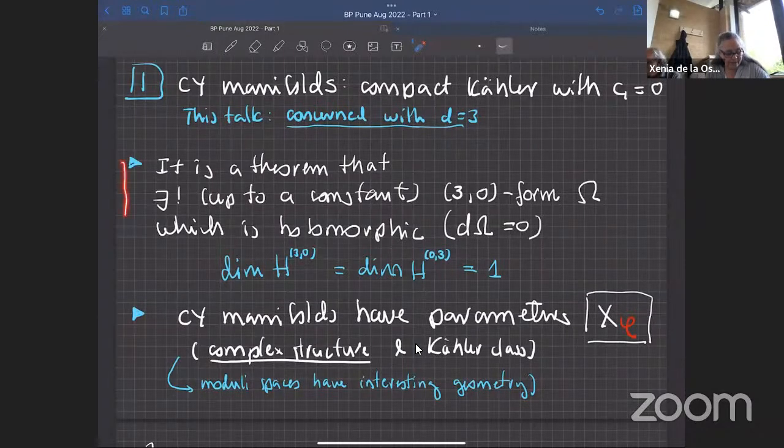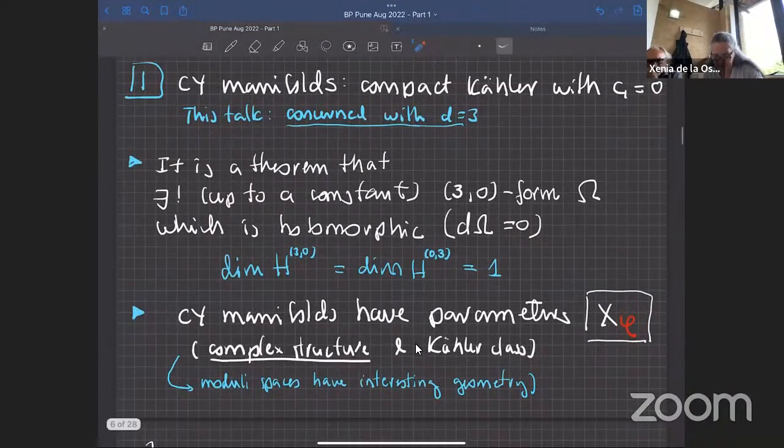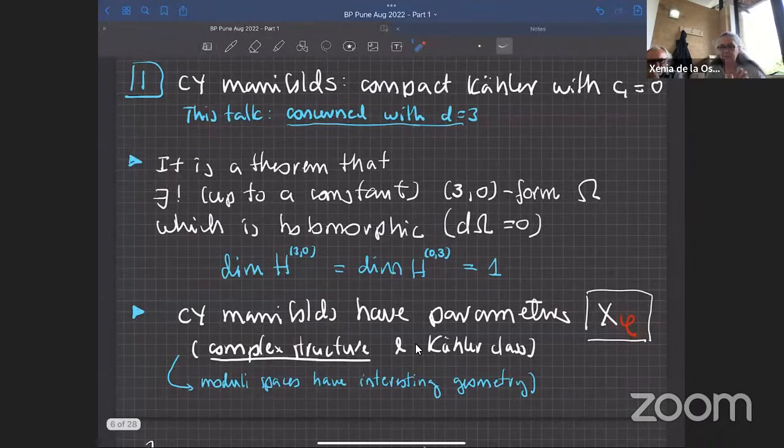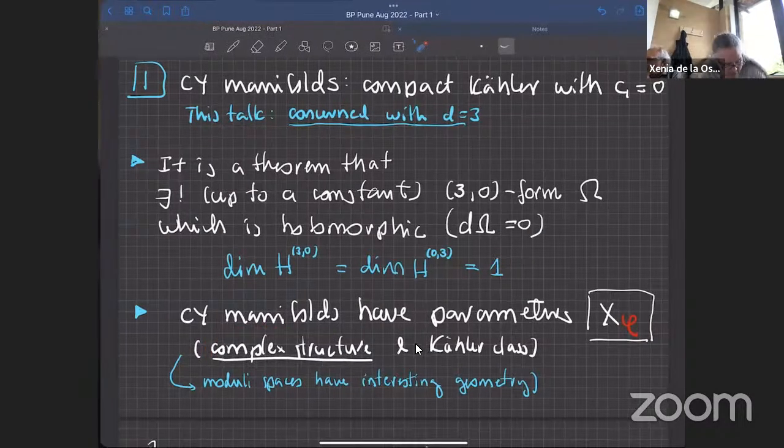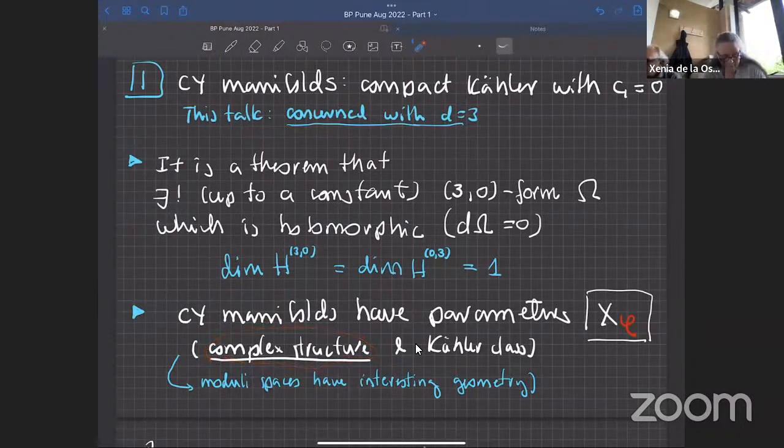The other important fact that we will have in mind all the time is that Calabi-Yau manifolds come in families. I mean, they have parameters. They have complex structure parameters and Kähler class parameters, as we know, related by mirror symmetry. I will illustrate this usually with a letter here, meaning that we have a family. We are going to talk mostly about the complex structure side. And it is also known that these moduli spaces of these objects have very interesting geometry.